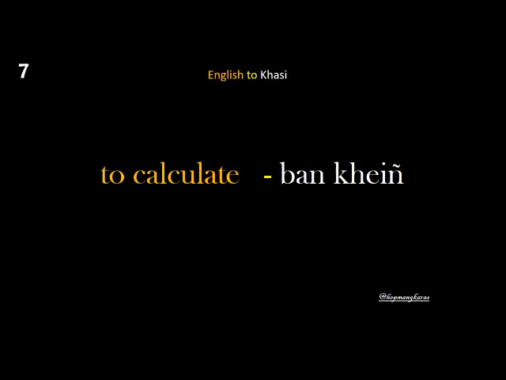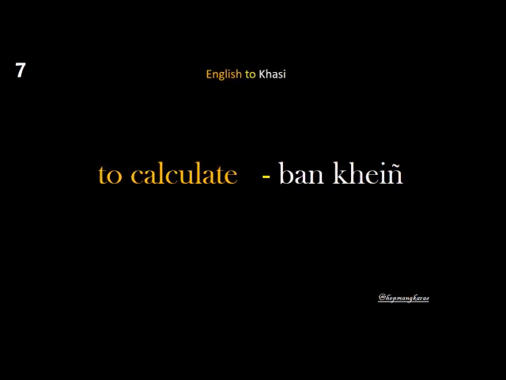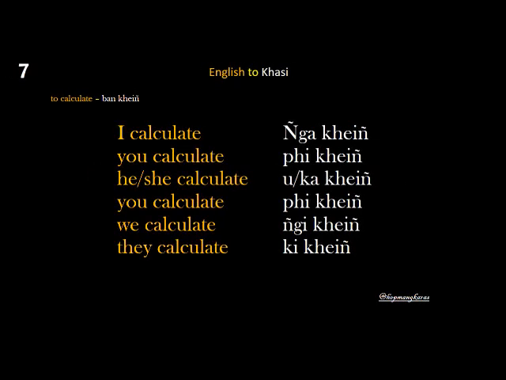Number 7. To calculate. Ban ken, with a nasal sound at the end. I calculate, nga ken. You calculate, pi ken. He or she calculates, u ken, or ka ken. You calculate, pi ken. We calculate, ngi ken. They calculate, ki ken.